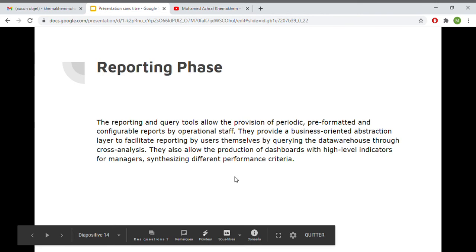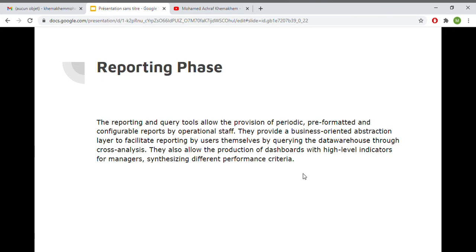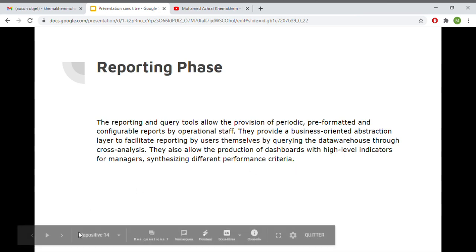The reporting phase and the query tools allow the provision of periodic, pre-formatted, and configurable reports by operational staff. They provide a business-oriented abstraction layer to facilitate reporting by users themselves by querying the data warehouse through cross-analysis. They also allow the production of dashboards with high-level indicators for managers, synthesizing different performance criteria.